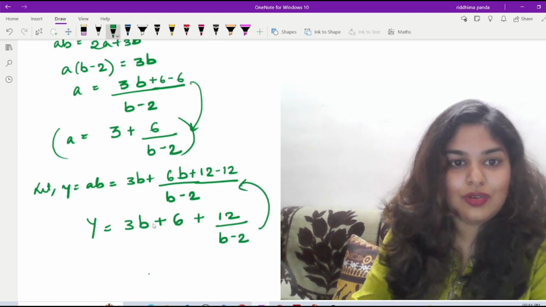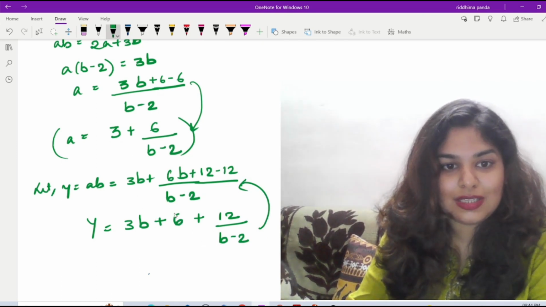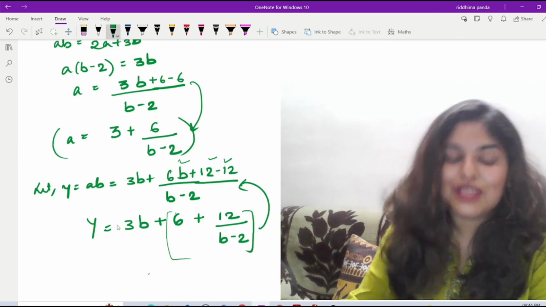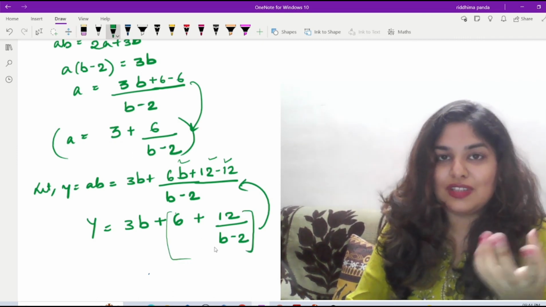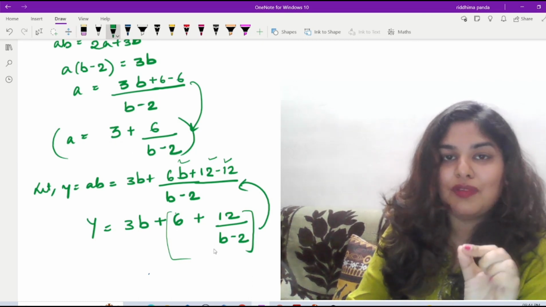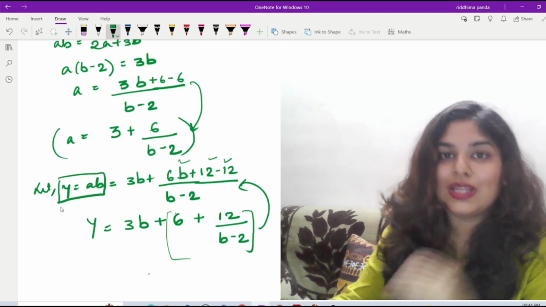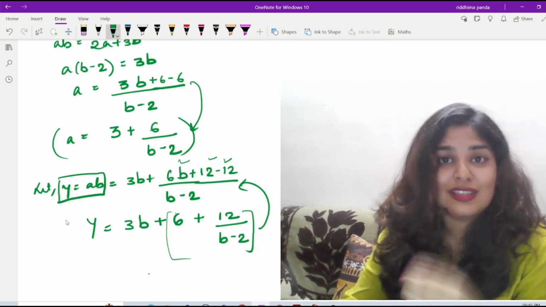So let's check how. See, 3b is as it is. Now this part, this is 6 into b, 6b. 6 into 2 is minus 12 and I have plus 12. So this becomes the LCM of this part. So I can write down my y equation like this. Now what is my objective in this question? I'm going to find out the minimum value of a into b. Now I know that y is equal to ab. So let us find out the value of y for which ab is minimum.